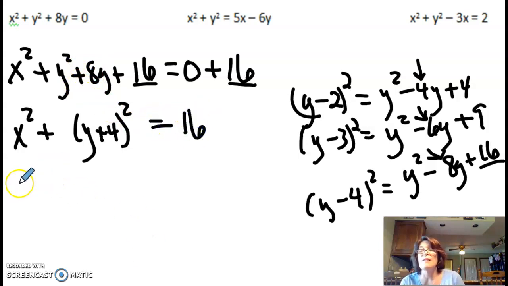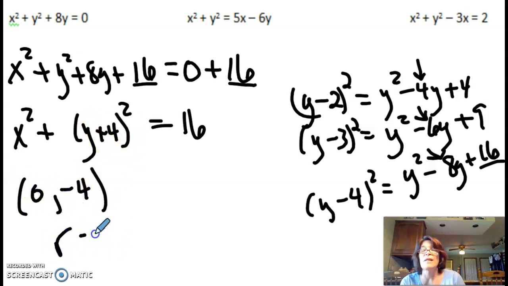Yay! Now I know that the center of this circle is 0, negative 4, right? And the radius is 4. Now I can graph it. Okay, I have the center and I have the radius. I'm in good shape. Everybody okay? All right. I hope so.